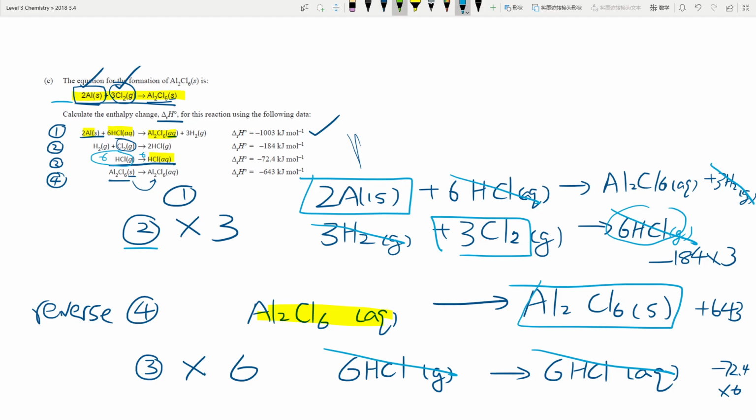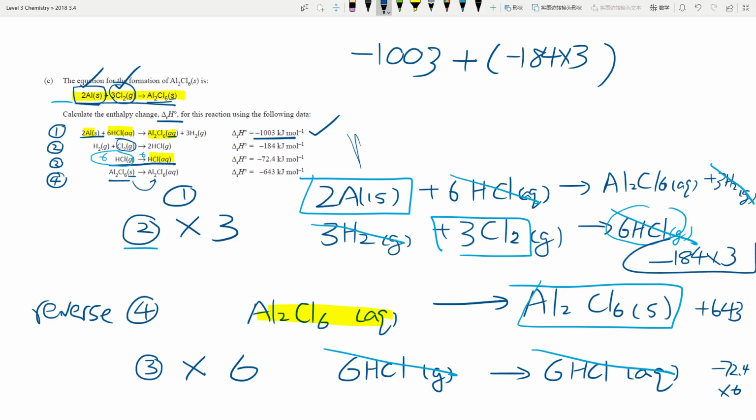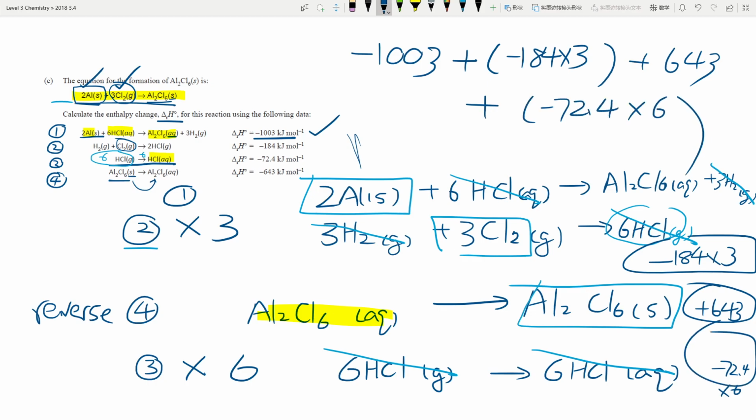So what do I do with the final answer? The final answer will be negative 1003, which is this enthalpy, plus negative 184 times 3, which is this enthalpy, plus 643, which is this enthalpy change, plus negative 72.4 times 6, which is this enthalpy change, and that is going to give me negative 1350 kilojoules per mole. 3 significant figures.